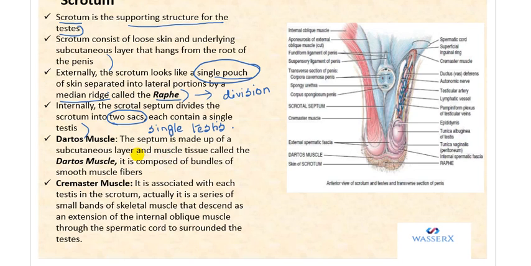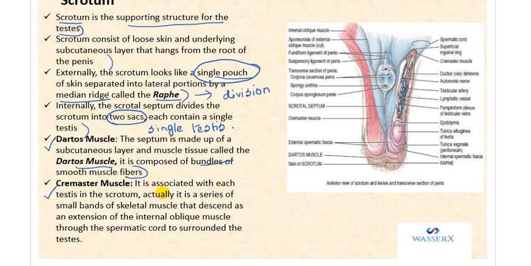So, and then there are the muscles. What are the muscles? Okay, the dartos muscle and the cremaster muscle. Let's see what the dartos muscle and the cremaster muscle do for the scrotum. The septum is made up of a subcutaneous layer and muscle tissue called the dartos muscle. The scrotal septum divides the scrotum, right? This septum is made up of the dartos muscle, and it is composed of bundles of smooth muscle fibers.